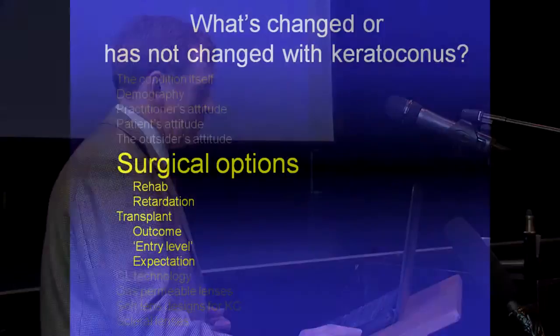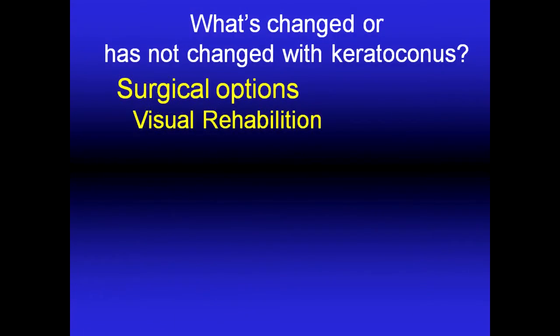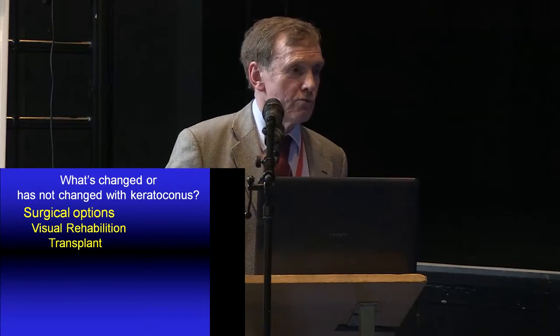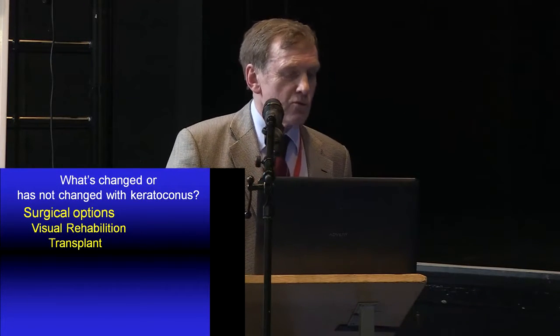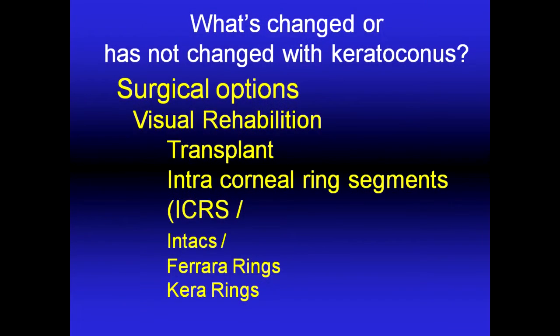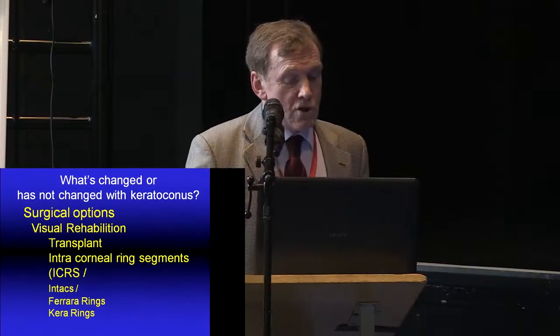Surgical options. Well, we have transplants, which are for visual rehabilitation. I'm not going to go into that, not really my area, rightly so too. Roger covered all that this morning, but I've already put these slides in. And there's intracorneal ring segments. Intacts, they're the most common ones. There's two others that spring to mind, Ferrara rings and Kerr rings.